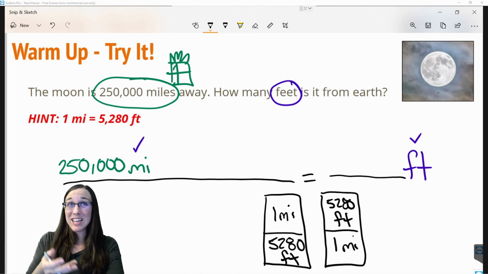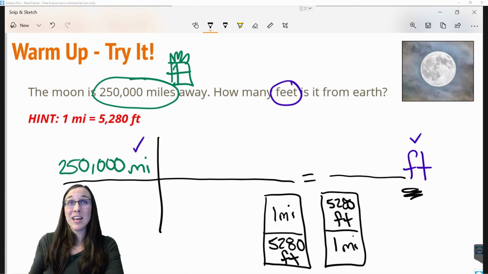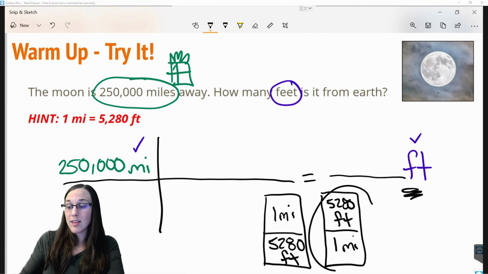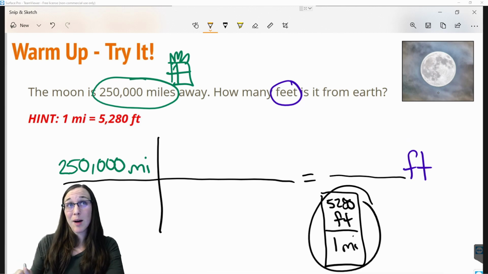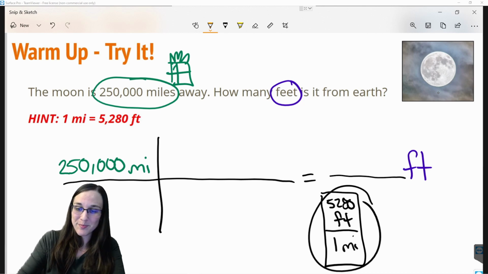We need to get rid of miles and we need to be left with feet. Therefore, we need miles to go on the bottom for our domino piece, and we need feet, our goal unit, to go on top. We need feet to go on top because that's our goal unit. So between these two domino pieces, this is the one that suits our needs, not this one. So I'm just going to plug that domino conversion factor right into my magical line to freedom.